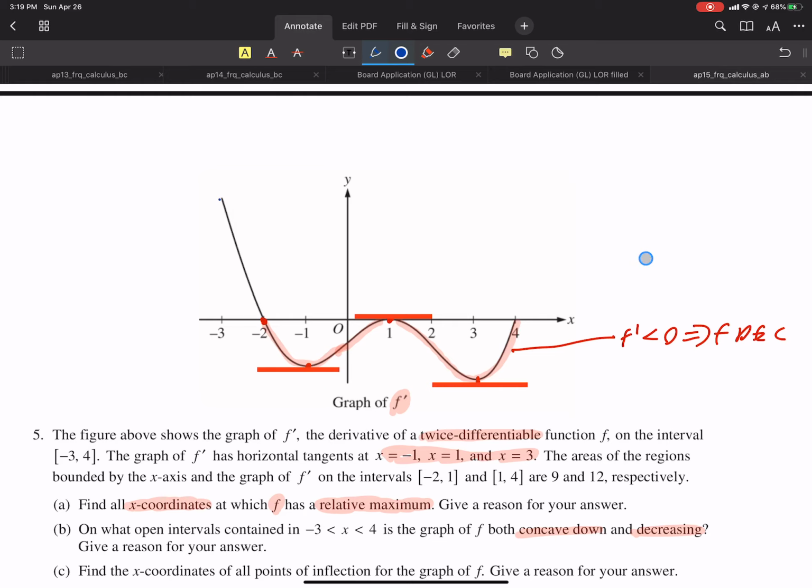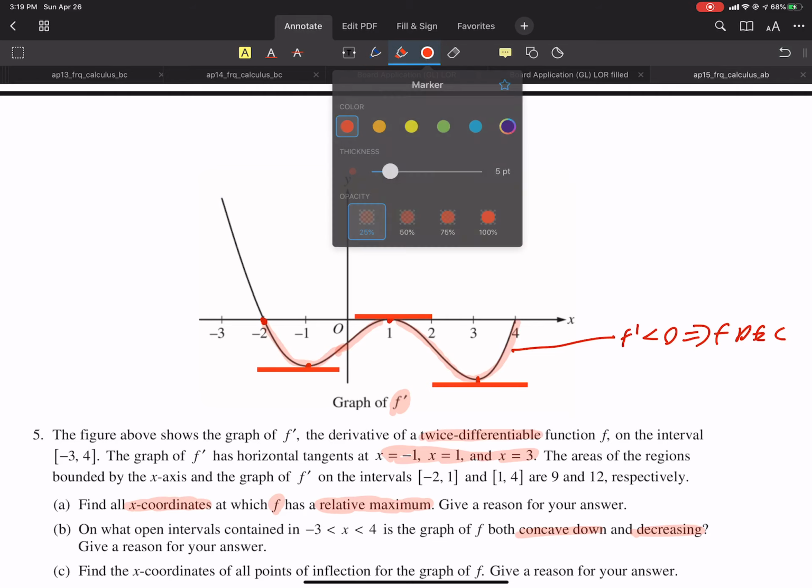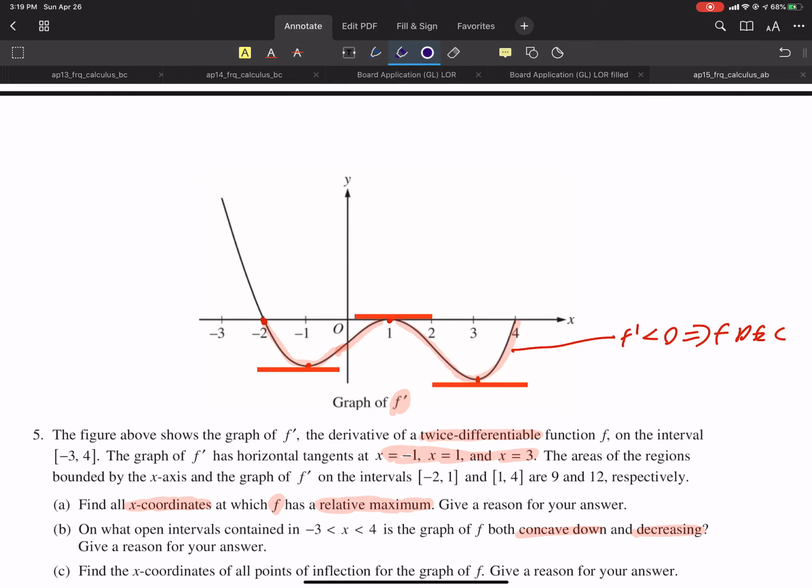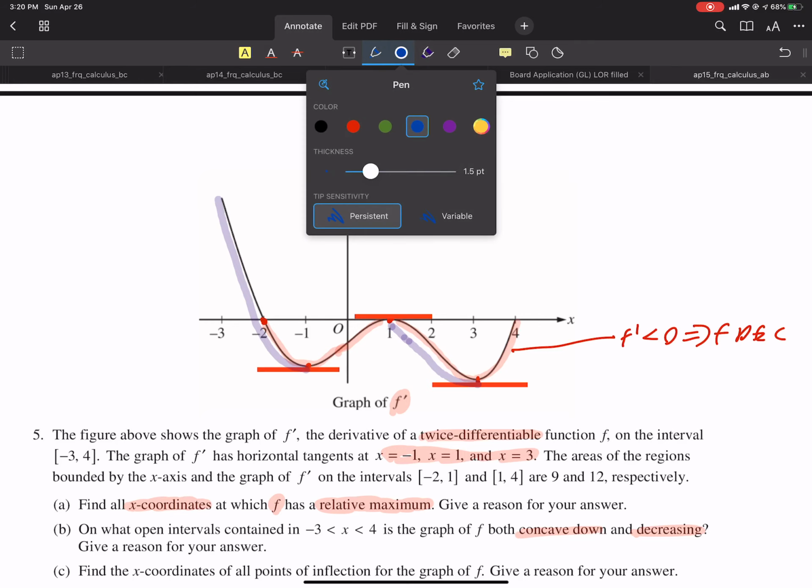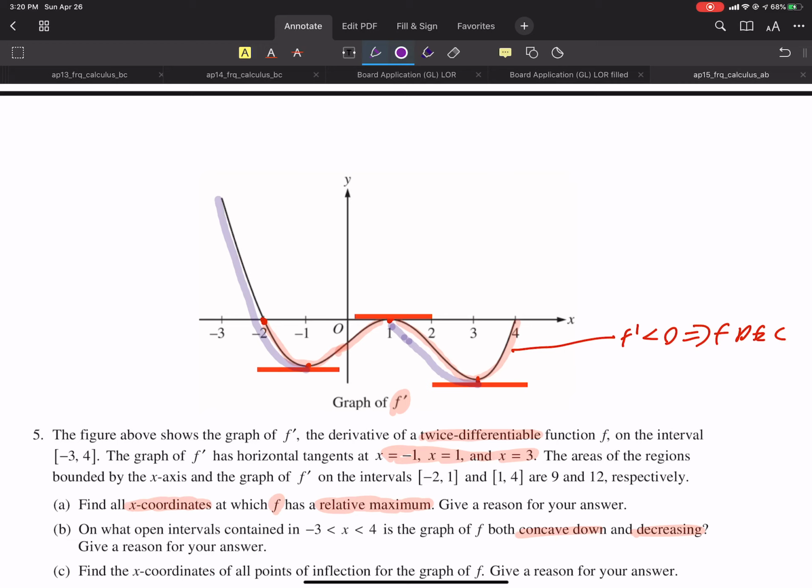So I'm going to do that in this. Whoa, I didn't mean to do that. In this. So on that beautiful pinkish, violetish highlighting, that is the sections where, I guess I'll use that, the sections where we have concave down.